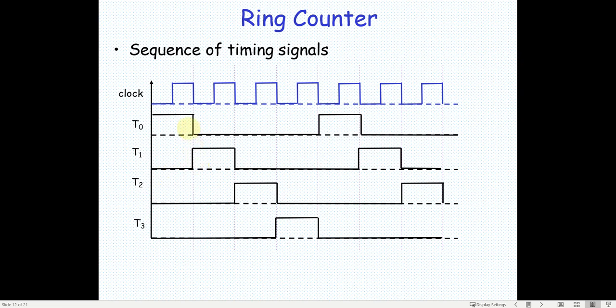We can delay it, but this is not doing that. It is a single clock, but 4 outputs. All are frequency divided by 2. T0 is frequency divided by 2, T1 is frequency divided by 2, T2 is also frequency divided by 2, T3 is also frequency divided by 2. But they also have a phase difference of 90 degrees, right?